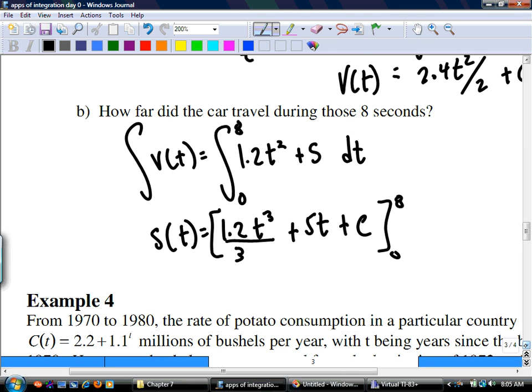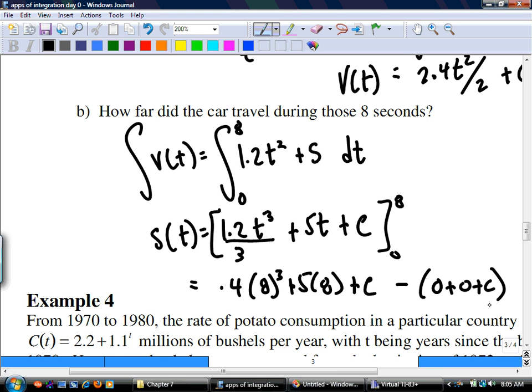Is this a nice review of chapter 7? Or sorry, chapter 5? Mr. Epp, you are evil. Okay, 0.4 times 8 cubed plus 5 times 8 plus c, minus 0 plus 0 plus c. So you end up with some number.